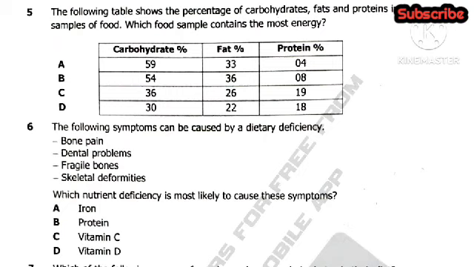Number 6, the following symptoms can be caused by a dietary deficiency: bone pain, dental problems, fragile bones, skeletal deformities. Which nutrient deficiency is most likely to cause these symptoms? If you see these symptoms very well, you realize that this is rickets. And rickets is caused by the absence of which vitamin? Vitamin D. These are symptoms of rickets, and therefore the answer is D. Once you miss vitamin D as a child, you suffer from rickets.